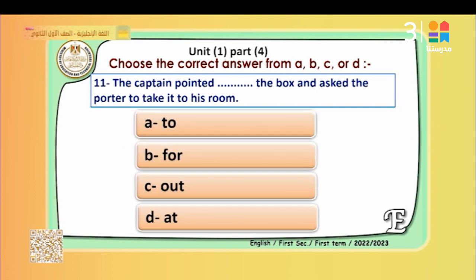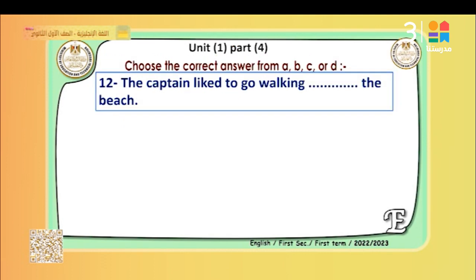Question number 11. The captain pointed the box. Here we have the preposition: point to the box. إنه بيشاور على البوكس فأقول point to the box. Question number 12. The captain liked to go walking the beach.